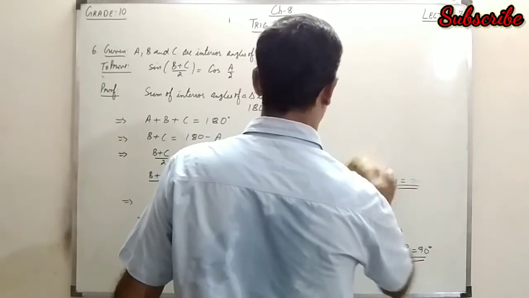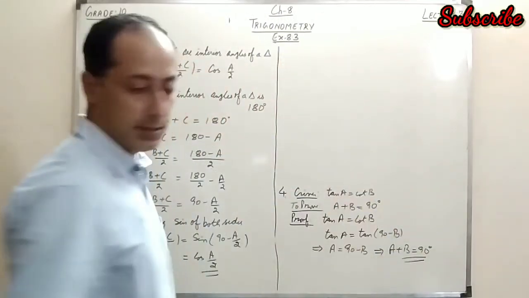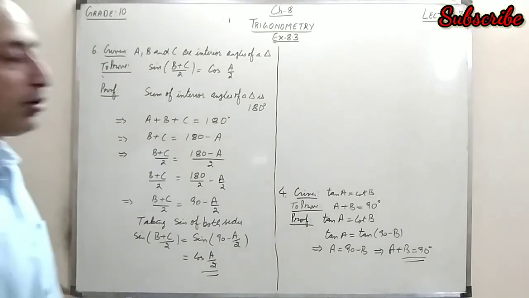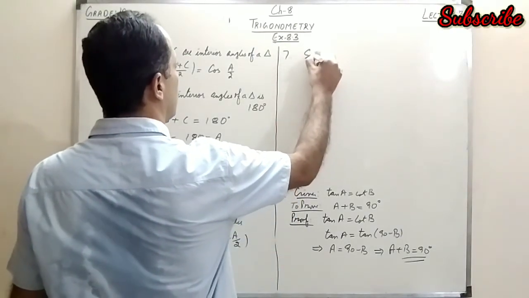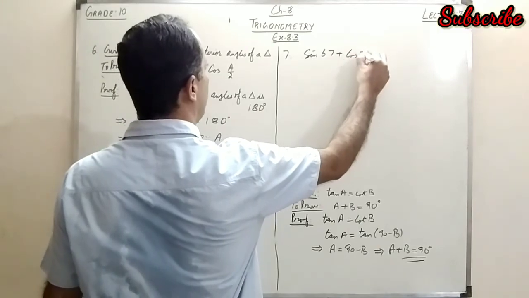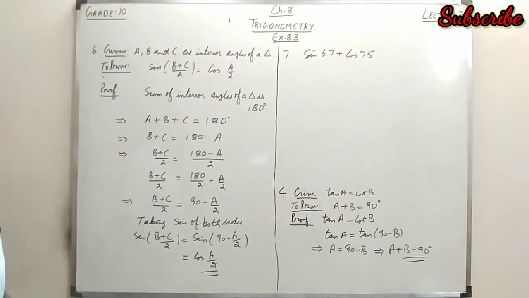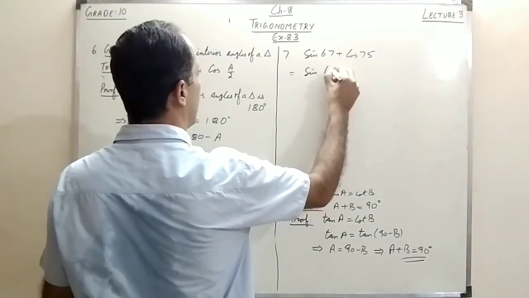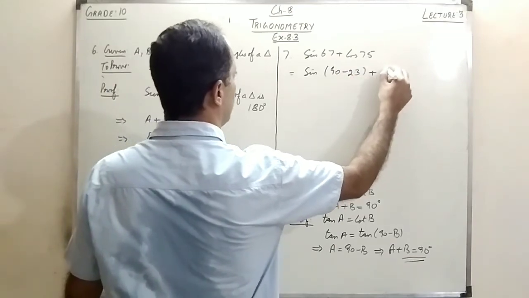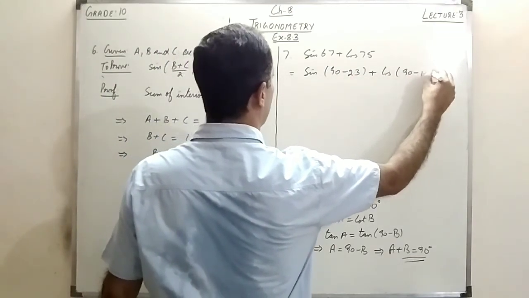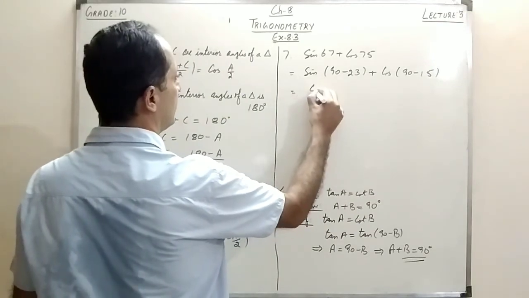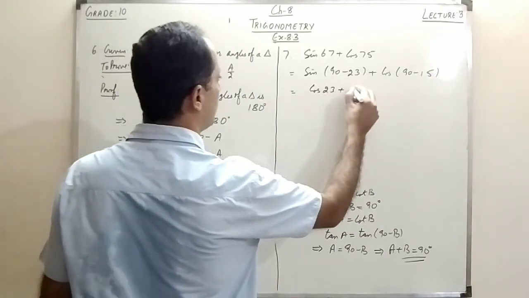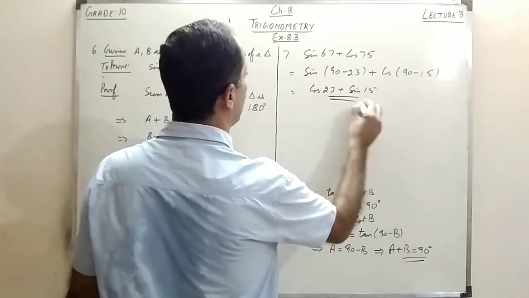Now let's see the last question, which is also quite simple. In the last question, we are given to express sine 67 plus cos 75 in terms of angles which are between 0 and 45 degrees. What we can do is quite simple: I change these angles into their complementary, that is sine of 90 minus 23 plus cos of 90 minus 15. Now I know sine 90 minus theta is cos theta and cos 90 minus theta is sine theta. So I get this solution.